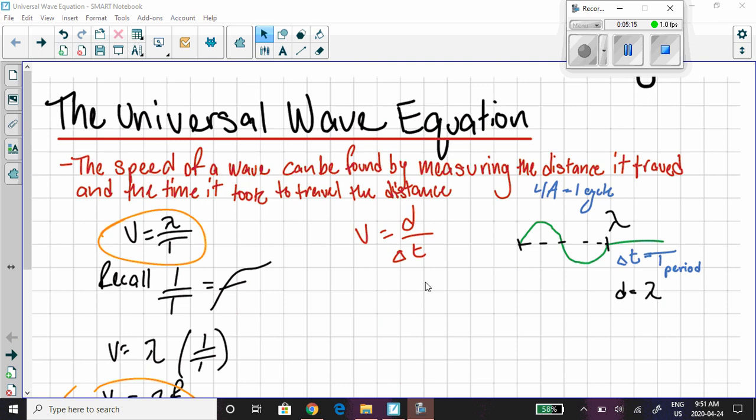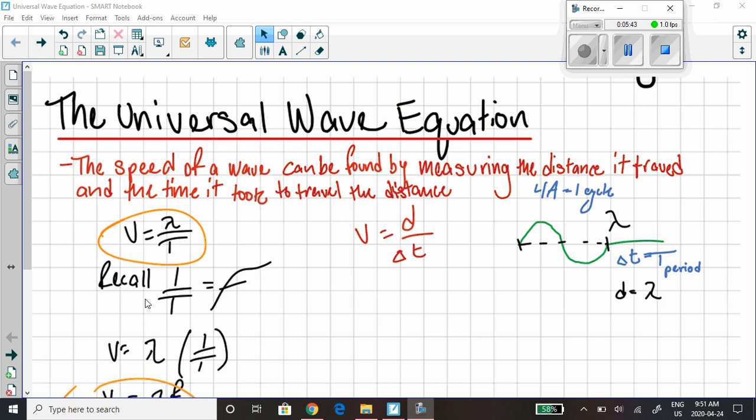So we're back to our note, and we know that speed is distance over time, but it's not just any distance, it's wavelength. It's not just any time, it's the period. So the speed of a wave then equals its wavelength divided by the period of the wave. This is one version of the universal wave equation. Here's a new equation for you. Make sure you put it on your equation sheet.